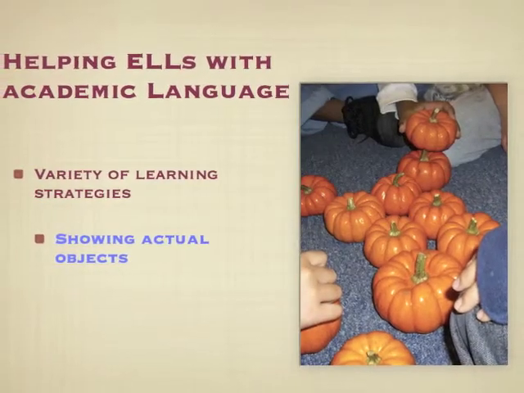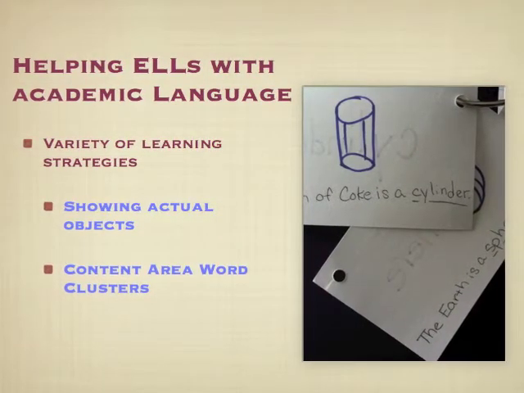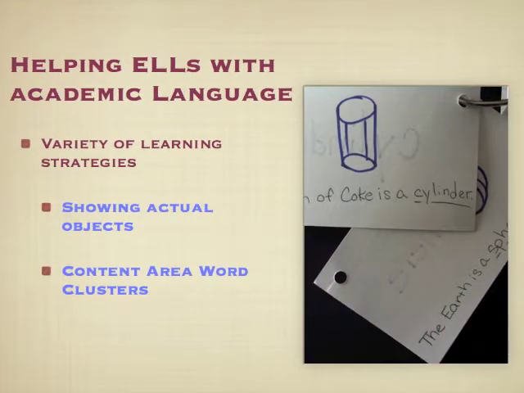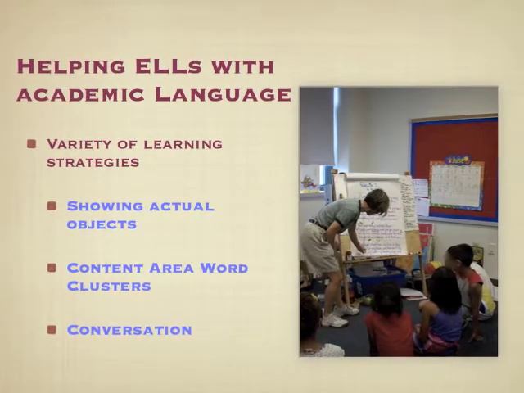One way is to show actual objects. Word clusters are one way to facilitate content area vocabulary. Index cards can be grouped together for student use. Allow for conversation and discussion when new vocabulary is introduced.